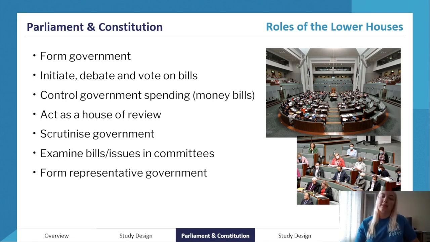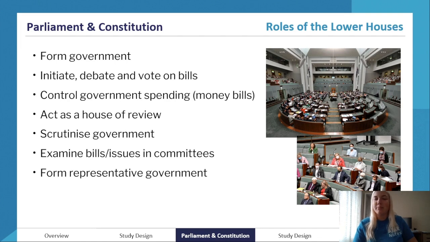However, the whole idea is, we said the lower house is basically the house that represents the people's interest and has the government party present. So that means most bills are actually initiated in the lower house. Still, sometimes bills are first initiated in the Senate. Okay. They also control government spending.